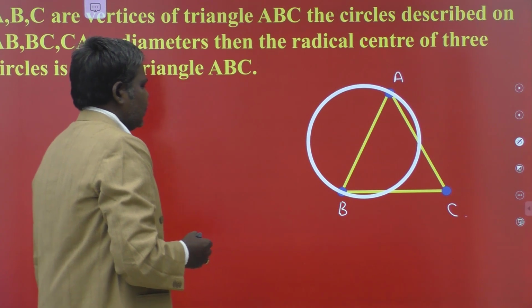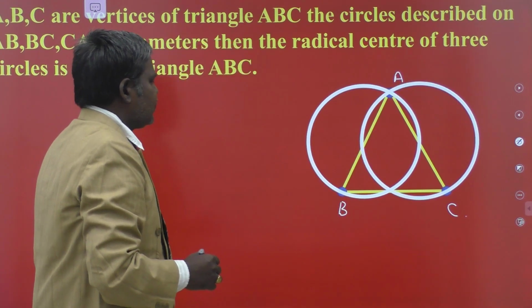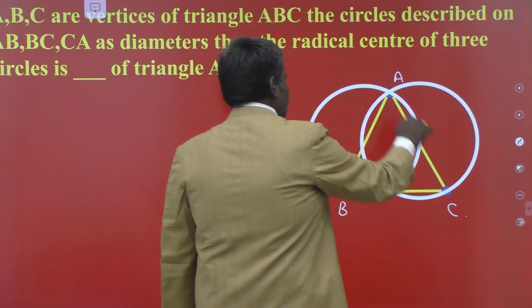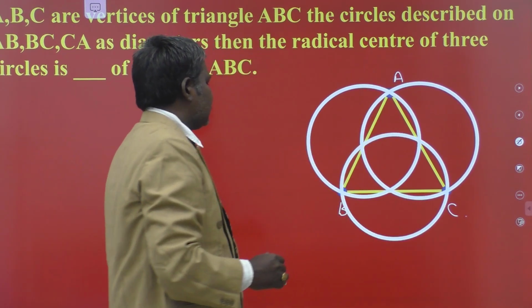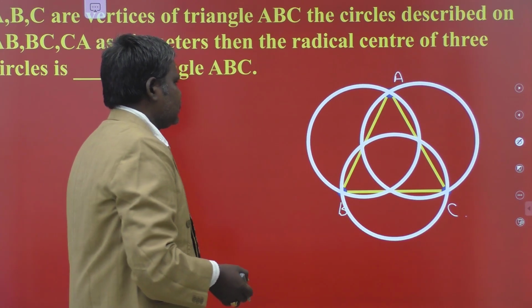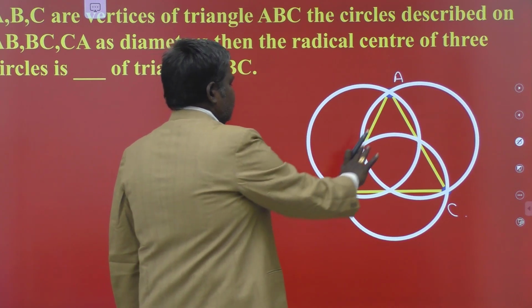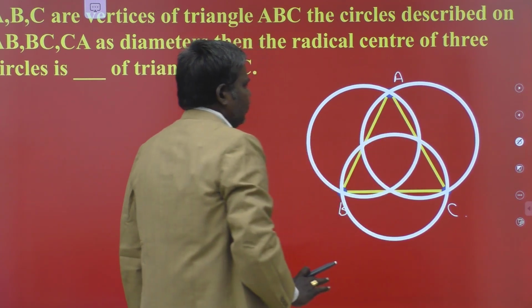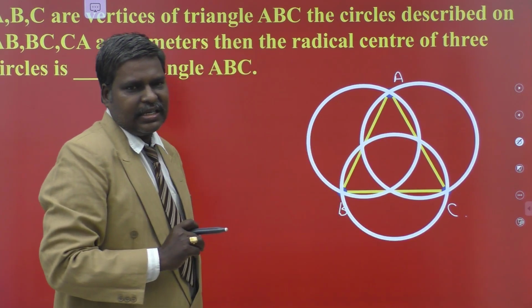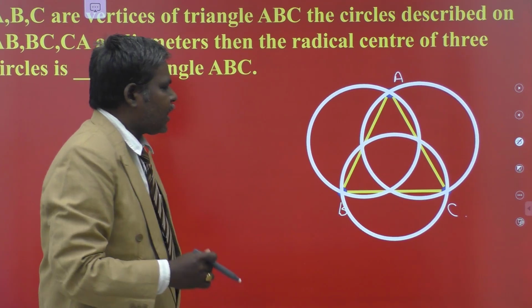So this is the first circle, with AB as diameter, and this is the second circle, with AC as diameter, and this is the third circle, with BC as diameter. These are the three circles intersecting in this manner. We are preparing the three circles with AB, BC, CA as diameters. Now there exists a radical center for this. What is that radical center for my triangle ABC?